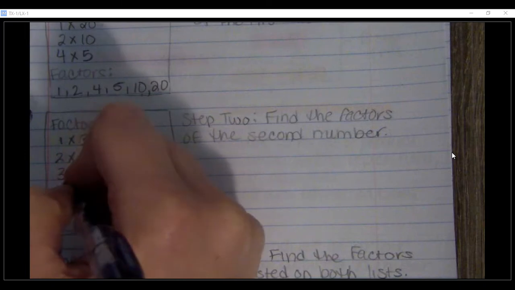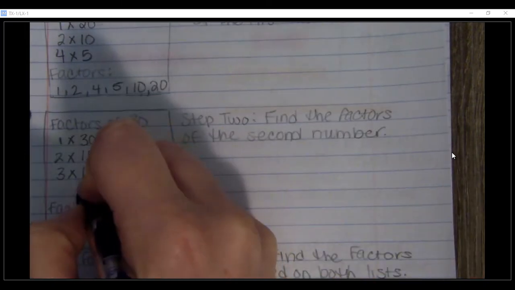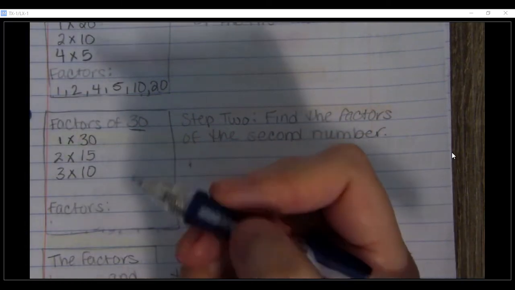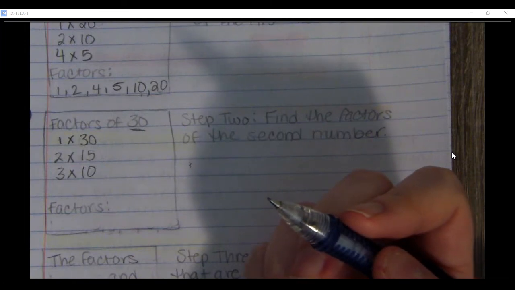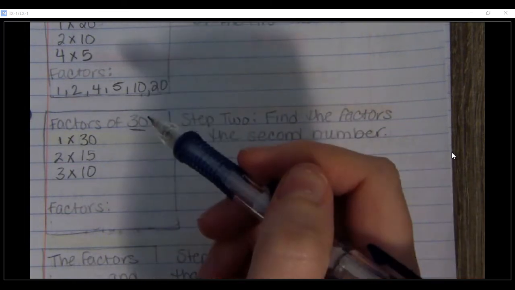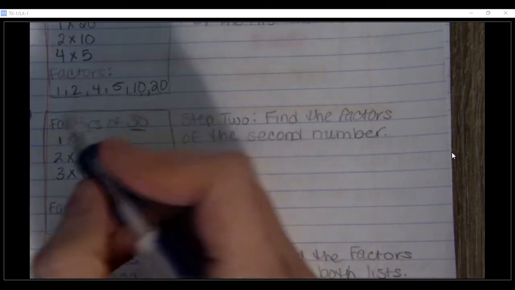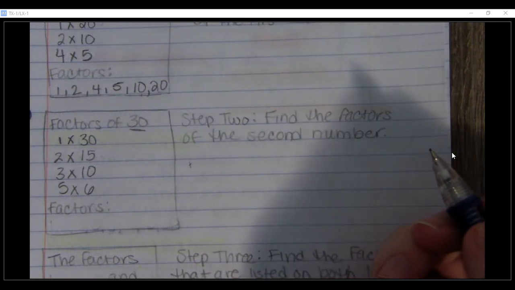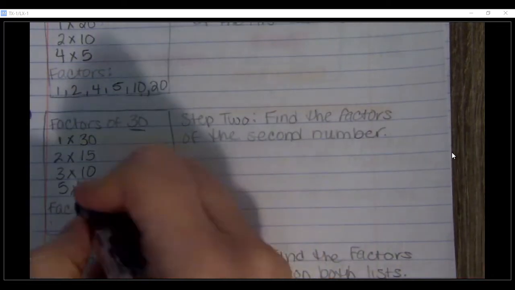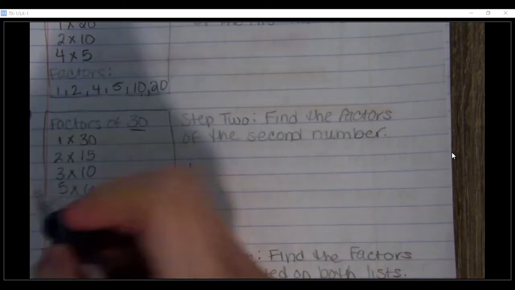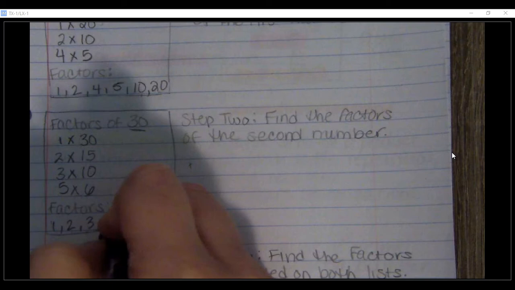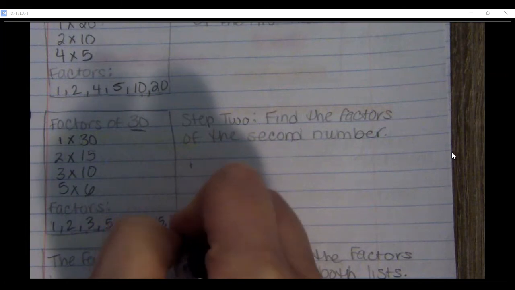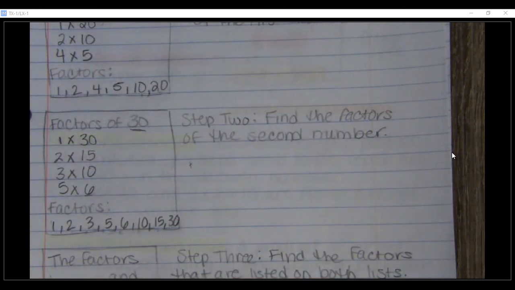Now I'm going to try 3. 3 times 10 is equal to 30. Oh, good, we're almost there. Let's see, 4. I know 4 times 8 is 32, and 4 times 7 is 28. None of those are 30, so 4 doesn't work. But what about 5? Oh, yeah. 5 times 6 is equal to 30. So those are going to be my factors since we already have 6 written down. We have 1, 2, 3, 5, 6, 10, 15, and 30. Whew, that's a lot of factors there.